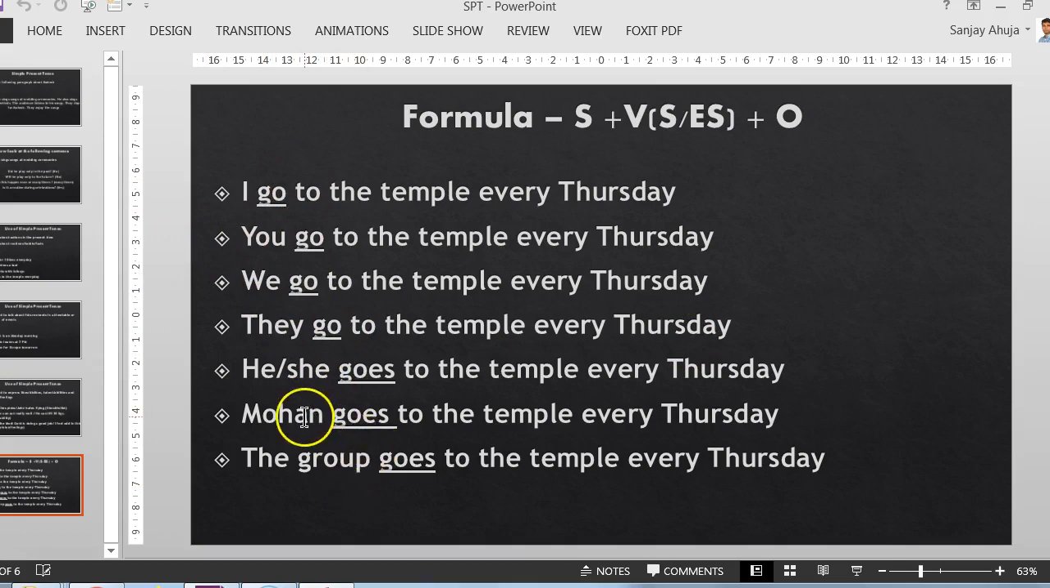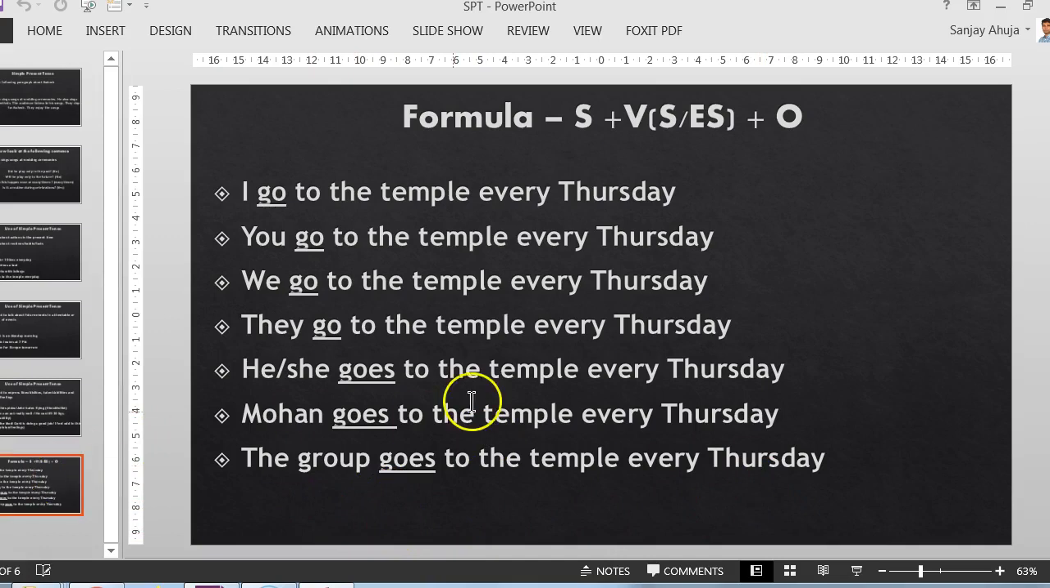But here it changes. He or she goes to the temple every Thursday. Mohan goes to the temple every Thursday. The group, now we are talking of an object out here. With 'the' and 'it', we have to talk about an object. We can't talk about a human subject. The group goes to the temple every Thursday.